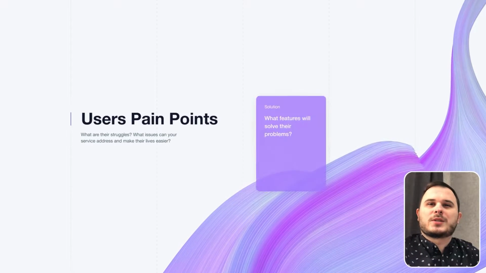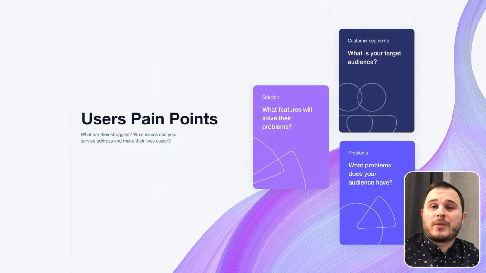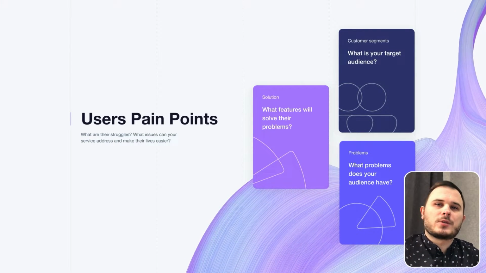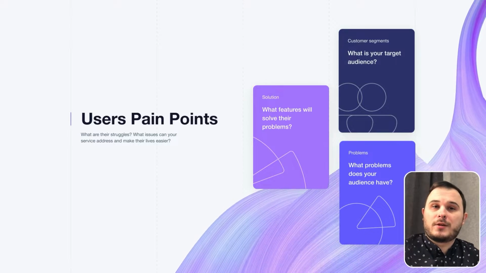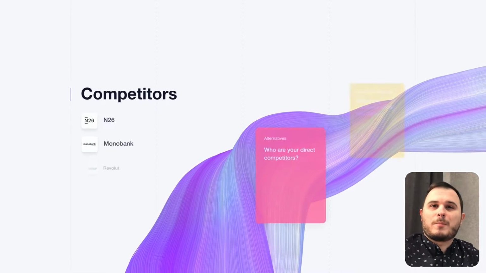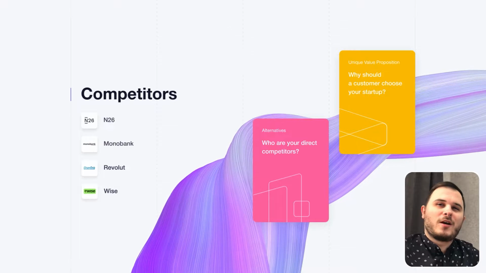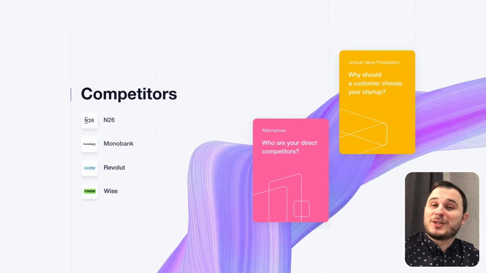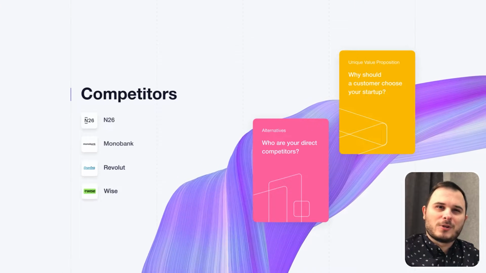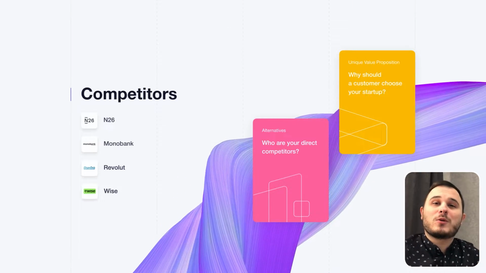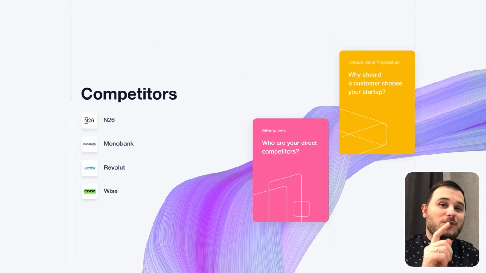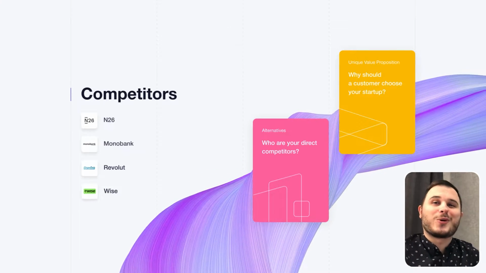So it starts with understanding your user groups and their main pain points. What are their struggles? What issues can your service address and make their life easier? Next, explore your competitors and the solutions they offer. Identify their advantages, disadvantages, and their strategies that you can adopt. Your goal is to find the space where you can outshine your competitors by creating a unique solution for your specific niche without reinventing the wheel.